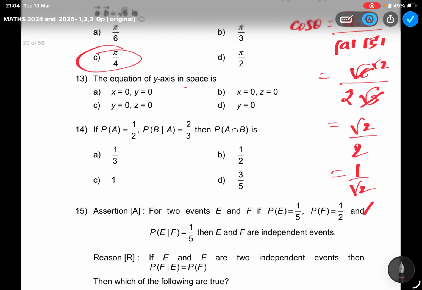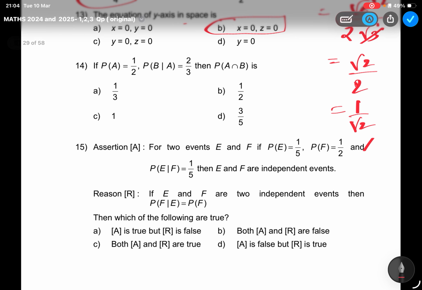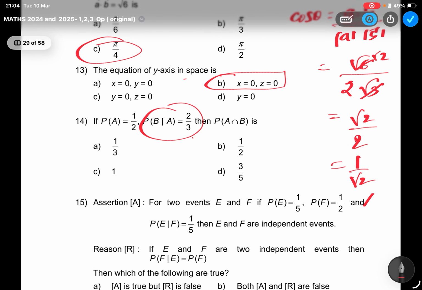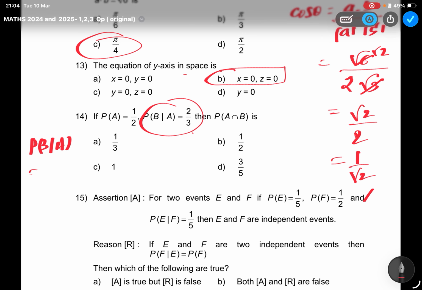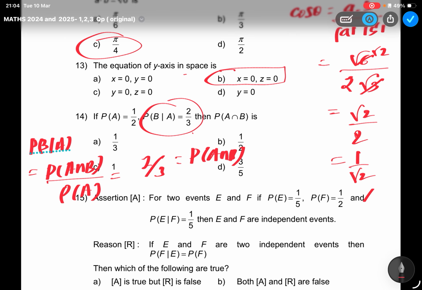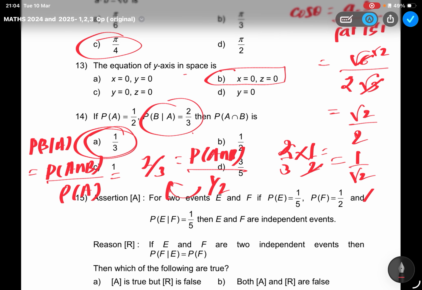The equation of the y-axis in space: x and z are 0. And P(A) is 1 by 2, P(B given A) is 2 by 3. We need A intersection B. So B given A. What is the formula of B given A? B given A is equal to probability of A intersection B divided by probability of A. B given A is 2 by 3. Probability of A intersection B divided by probability of A, which is 1 by 2. You have to cross multiply it. 2 by 3 into 1 by 2. You will get the answer. The 2 cancels. 1 by 3 is the answer.